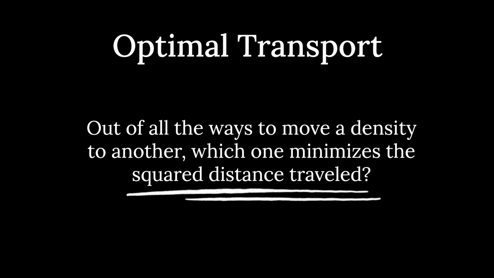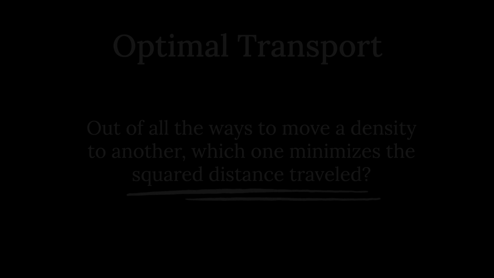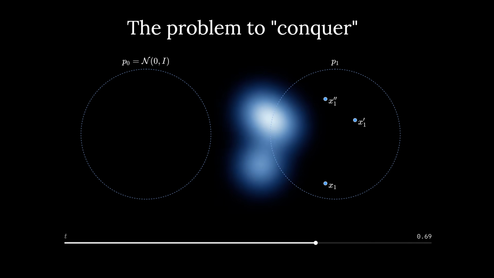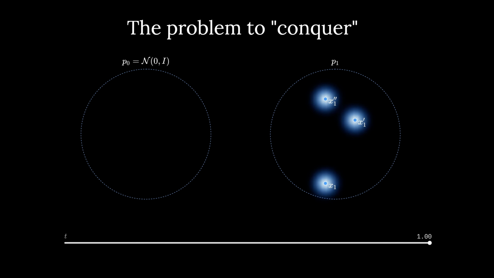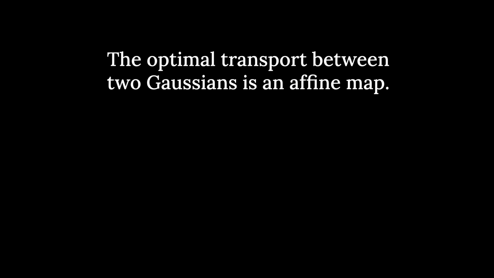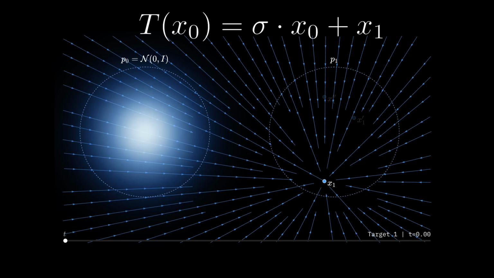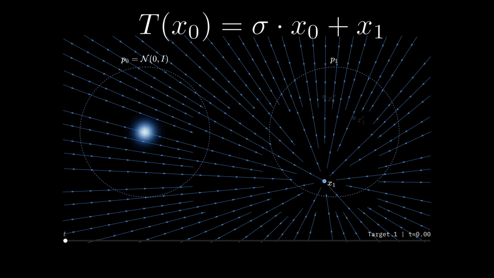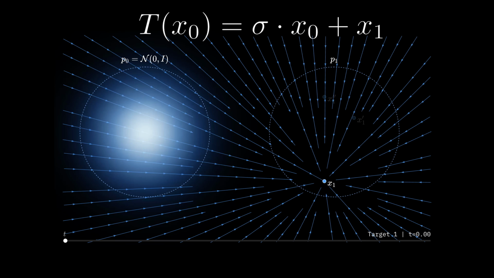Now, answering this question is generally very hard. If it were easier, optimal transport could give us a recipe for transporting P0 directly into P1. But for Gaussians in particular, there's a straightforward answer. The optimal transport is an affine map. That just means a scaling operation plus a translation. So every point x0 sampled from our density P0 is scaled by sigma and translated by x1.